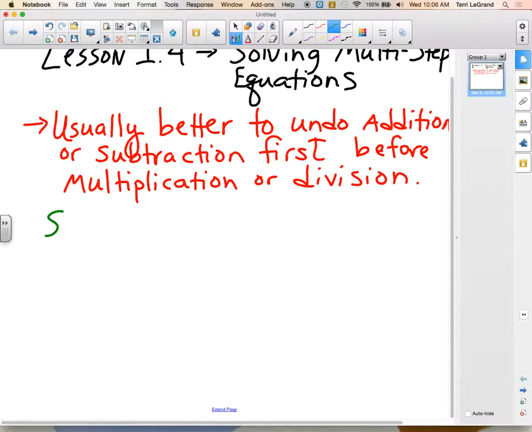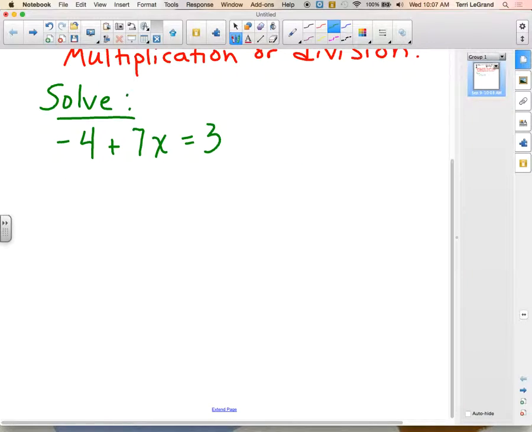Let's solve this equation. -4 plus 7x equals 3. So let's solve that both ways, okay? Let's do it two ways. Let's do it the way that I just said. Usually it's better to undo the addition or subtraction first. So what would we do to this one then? We're going to undo the addition or subtraction first.